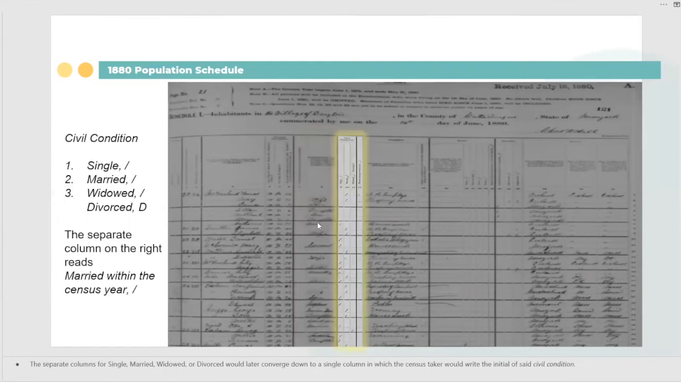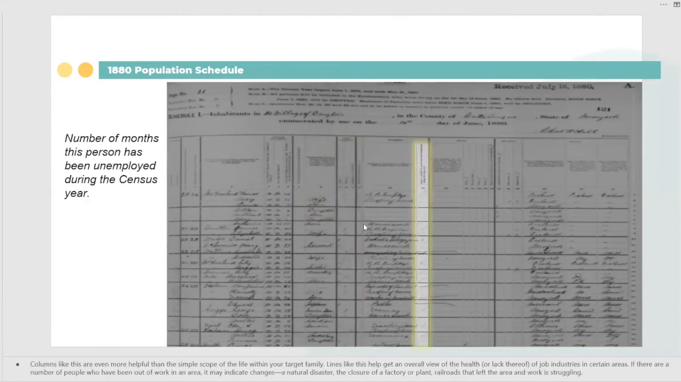Civil condition: single, married, widowed, or with a D for divorced. The separate column on the right reads married within the census year. Later, these will converge down. You'll just put an initial in there because it got to be too many different boxes. Number of months this person has been unemployed during the census year. Columns like this are even more helpful than the simple scope of life within the target family you're looking for.